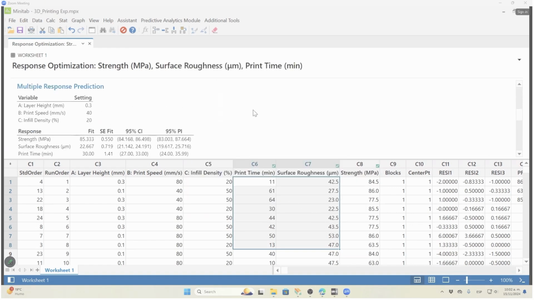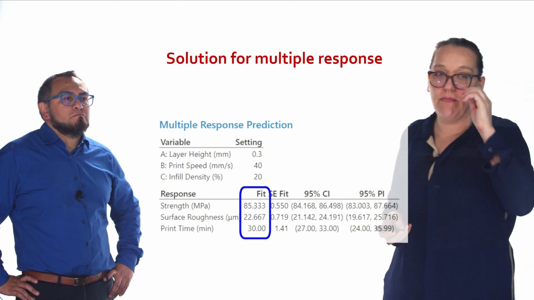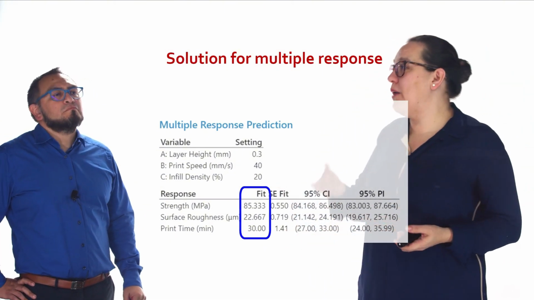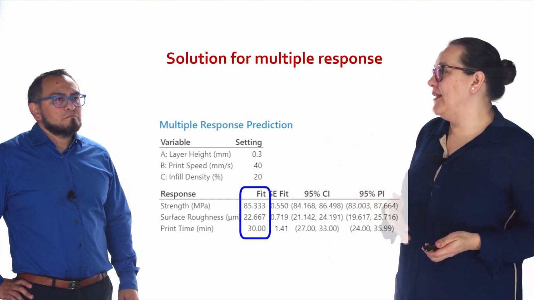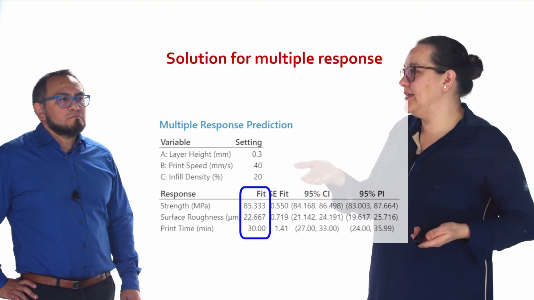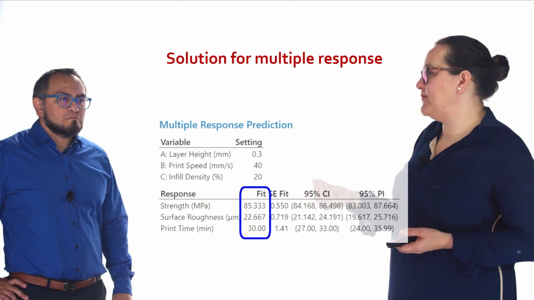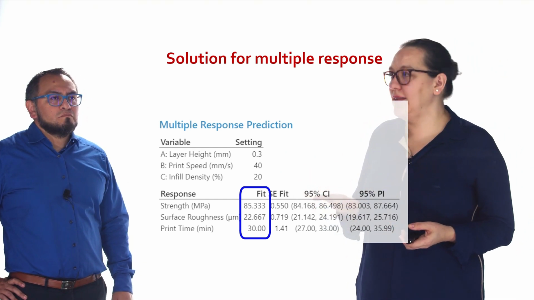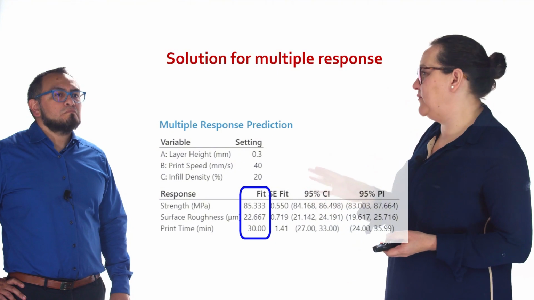So now Minitab will recommend a solution that combines the three of them. These are the results. Instead of having 3 different solutions, we now have 1. The recommendation in this case is to use a layer height of 0.3 millimeters, print speed of 40, and infill density of 20%.